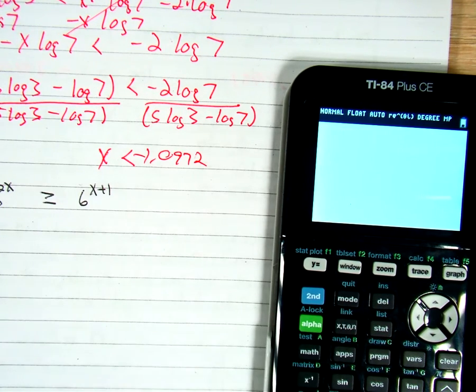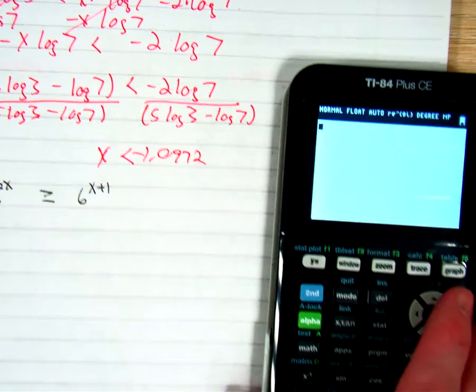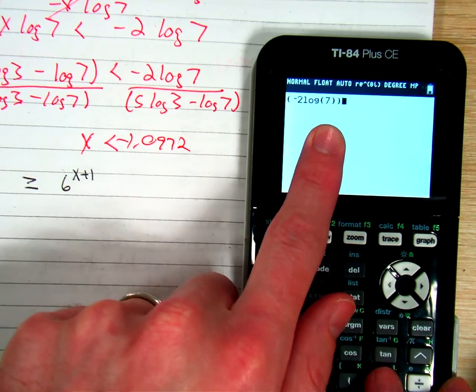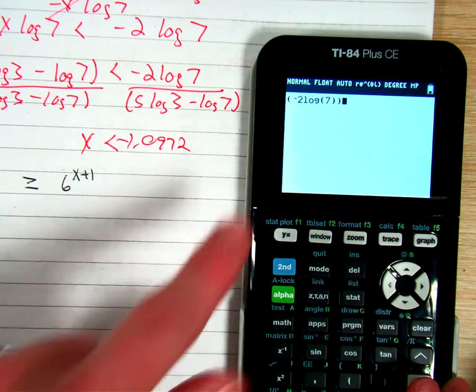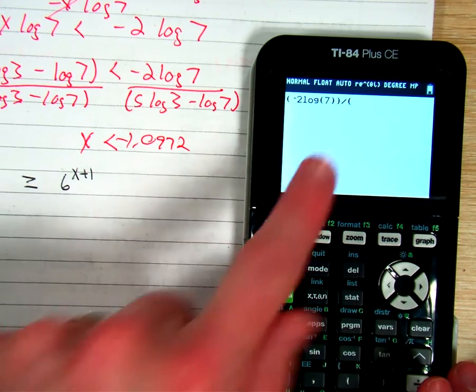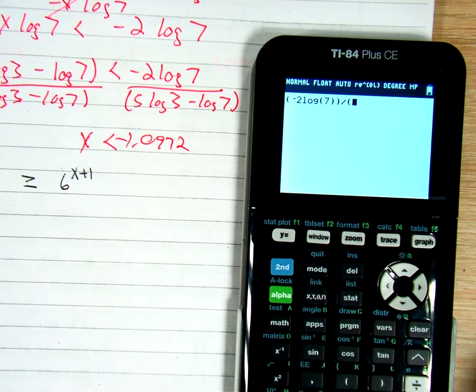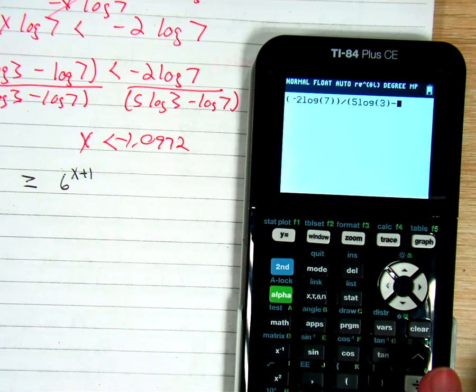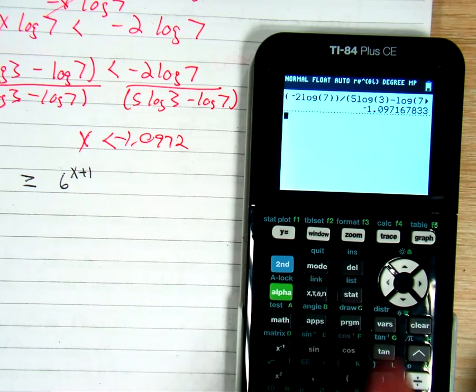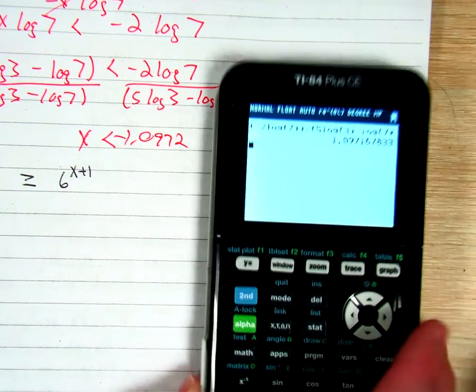Alright, now to type it all in at once. If you're going to type this all in at once, you got to be real careful with your parentheses. Okay, so parentheses for the top piece: negative 2 log 7. Close the log. Now close the second one here for the top piece. Okay, so left, right, divided by, open parenthesis for the whole bottom row, 5 log 3, close your log, minus log 7, close the log, close the whole bottom piece. Okay, we got the same answer.